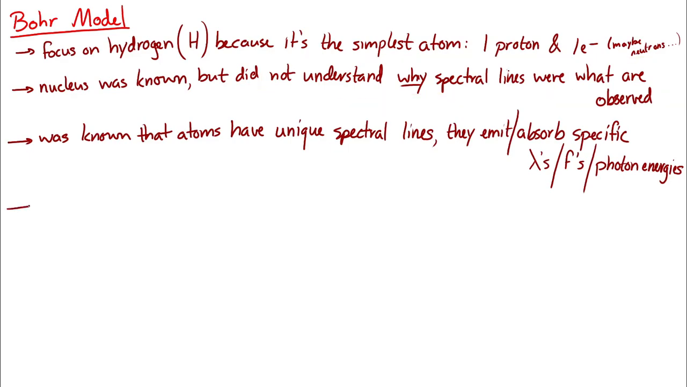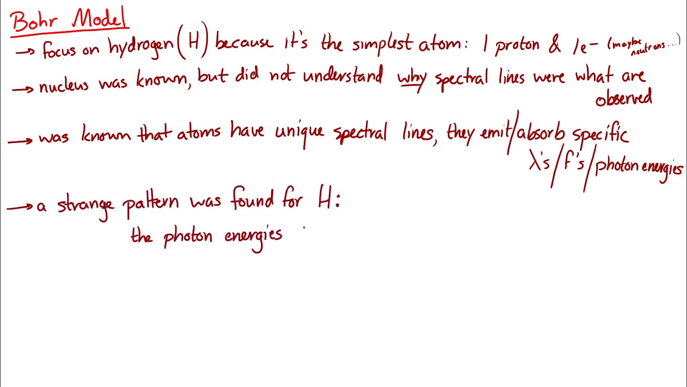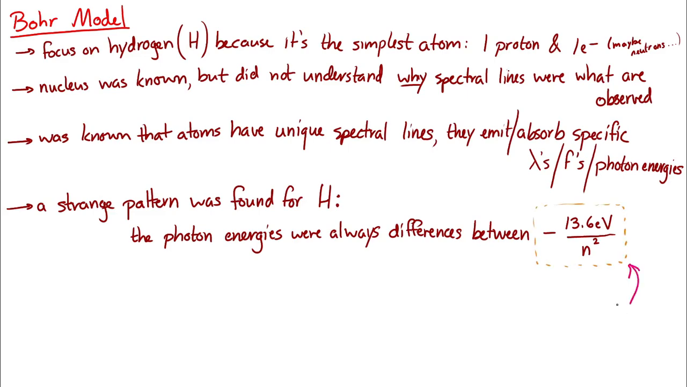However, people did notice a strange pattern for hydrogen. It was observed that the photon energies were always differences between negative 13.6 eV over n squared. No one had a good explanation for why that was until Bohr proposed his model.